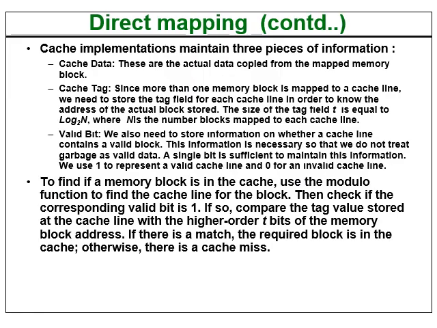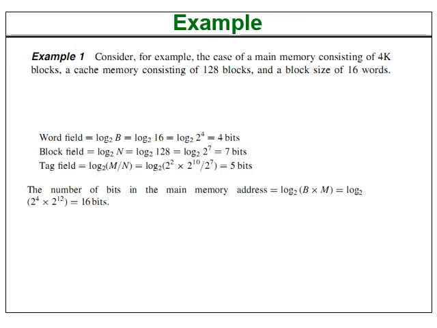So cache data, this is just an explanation of the various fields that we showed in the previous slide, right? We have the cache data, we have the cache tag, and we have the valid bit. Now, just for a simple example, consider the case of a main memory consisting of 4 kilo blocks and a cache memory containing 128 blocks and a block size of 16 words, right?